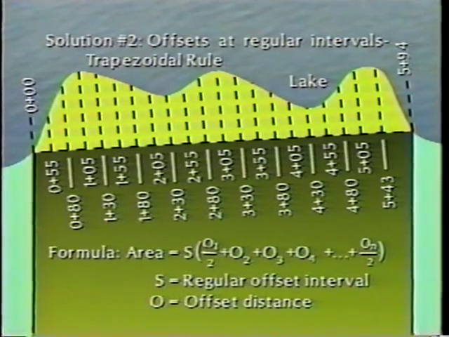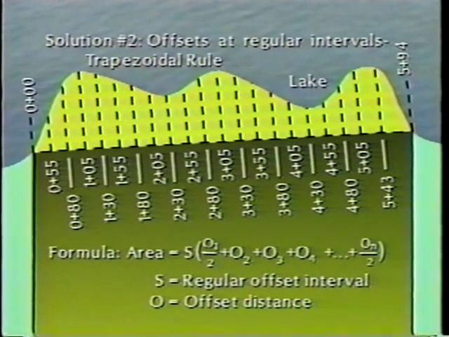Here is a second approach to this same problem using the same area. Offsets at regular intervals. This is called the trapezoidal rule. The offsets may be established at any desired interval, 25, 50, 100 feet, etc. The denser the offsets, the more accurate the results. This type of solution would be based on field survey data.